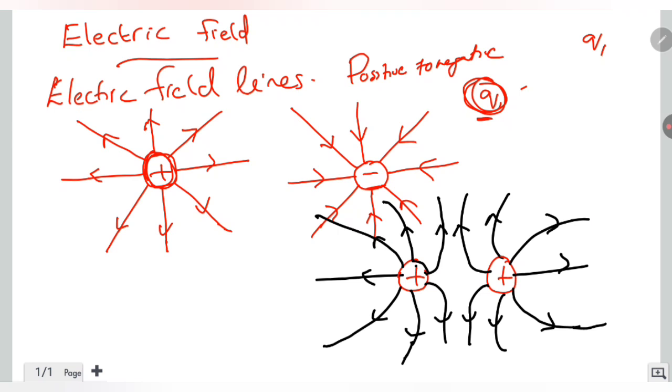But if it is a positive and negative, what happens? They attract each other, right? So when they attract, lines are moving from one charge to another charge, from positive to negative. You know it. I am just reminding you.